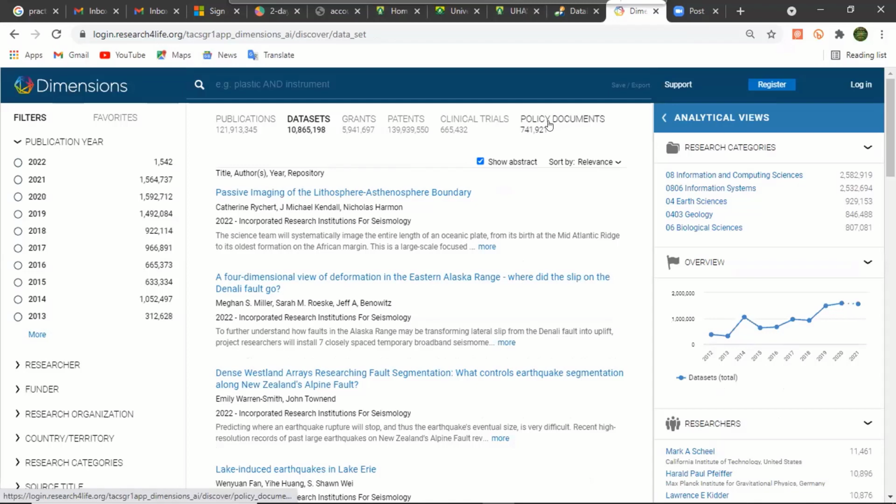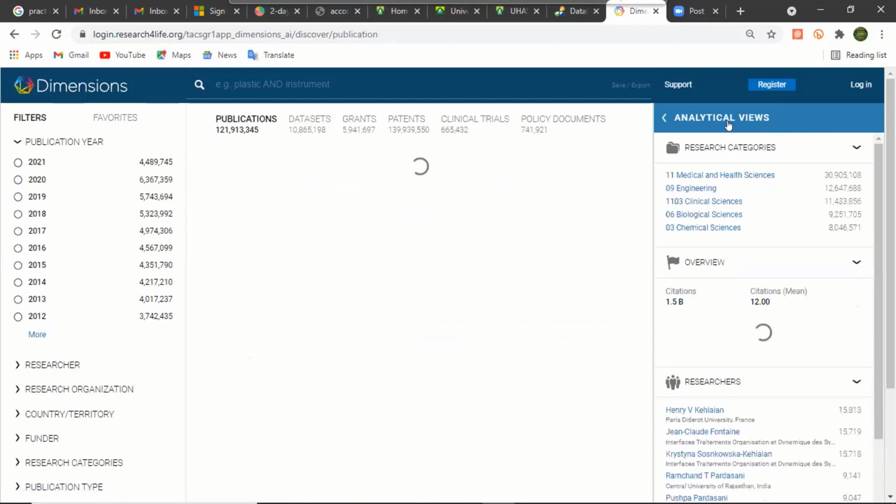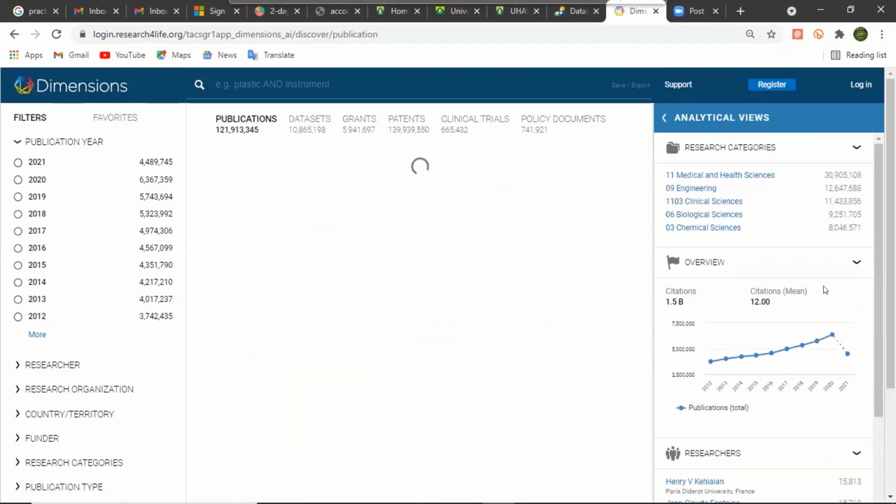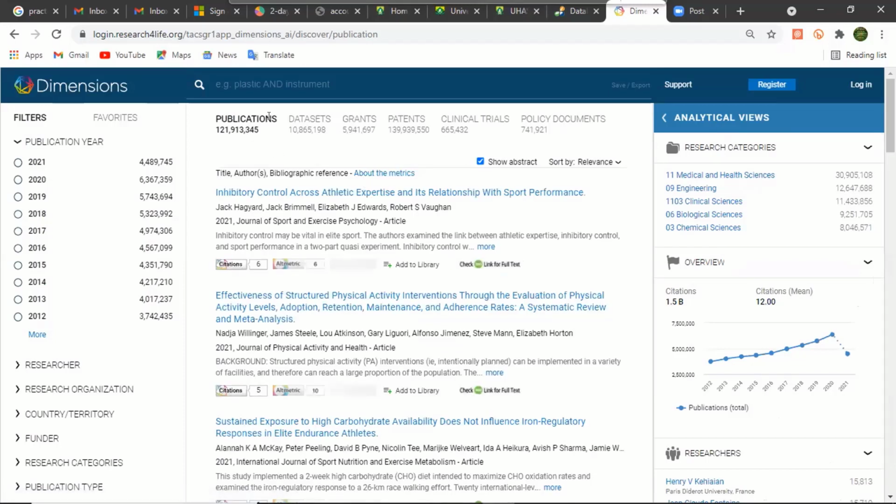Now, what I want you to observe is that wherever we click right now, the view will change on the analytical view pane on the right here. So it tells you in terms of publications, that is general publications or research articles, there are 121,913,345 of them. And this is how it plays out. But this general thing here contains everything that the publisher is offering as its content. This is actually by Digital Science, Dimensions, the database of Digital Science, the publisher.